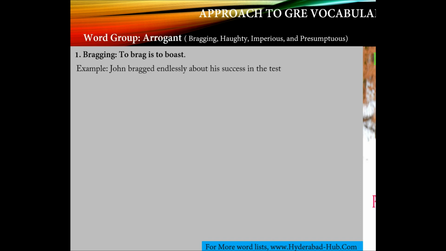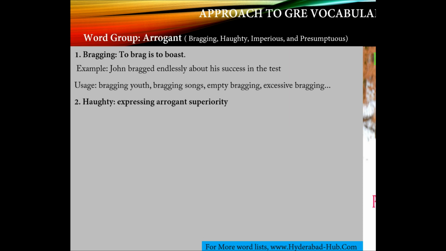Now, learn the meaning, usage, and example for each word. Bragging. Meaning: to brag is to boast. Example: John bragged endlessly about his success in the test. Usage: bragging youth, bragging songs, empty bragging, excessive bragging.